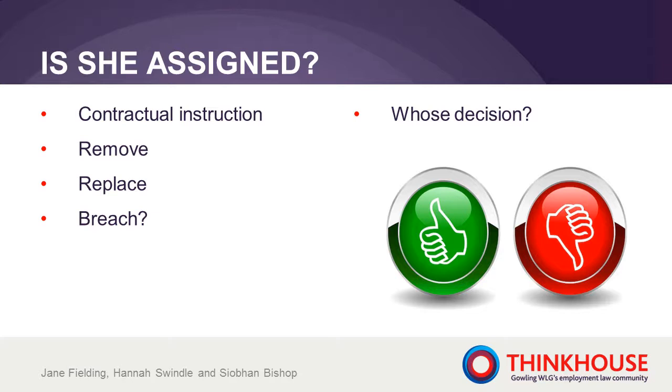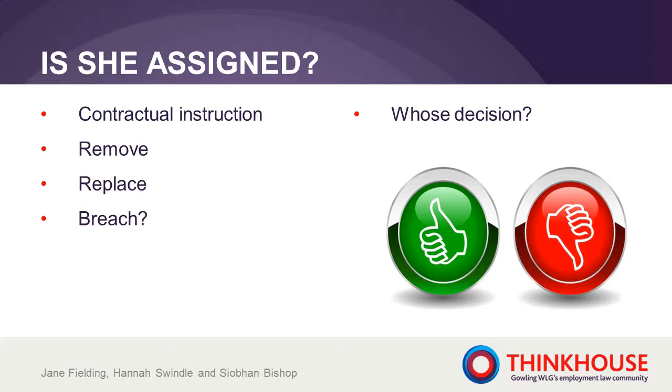What the tribunal looked at was that, although the contract deals with this scenario, only the contractor, who's the employer at the time, could actually remove her from the services, and because they didn't take that step, she was still assigned to the services, and so the transferee inherited her.